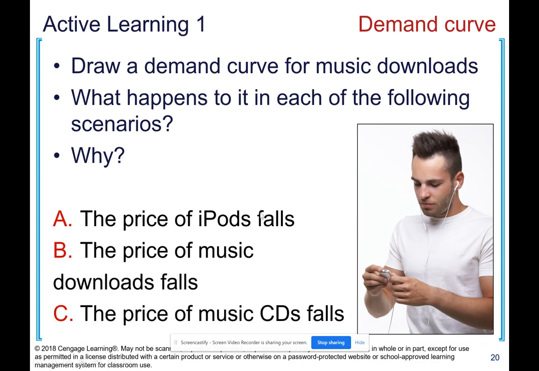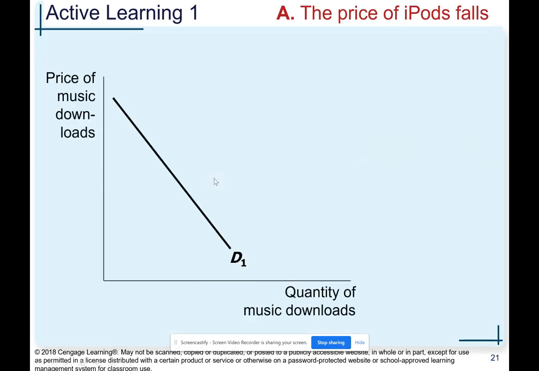Let's do an active learning exercise. Draw a demand curve for music downloads. What happened to it in each of the following scenarios and why? Number A, the price of iPods falls. Number B, the price of music downloads falls. Number C, the price of CDs falls.